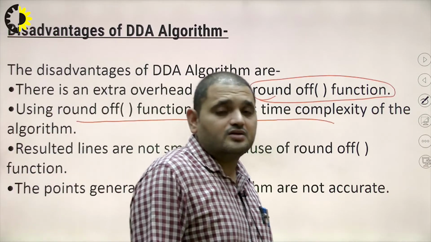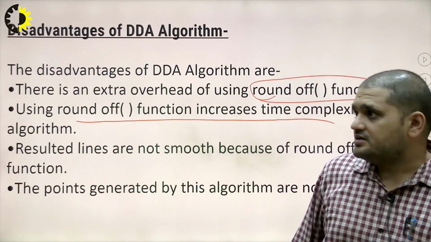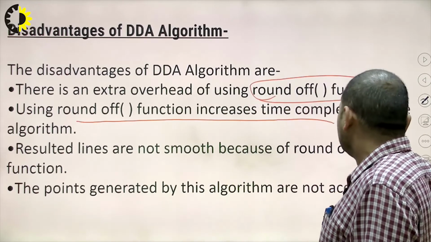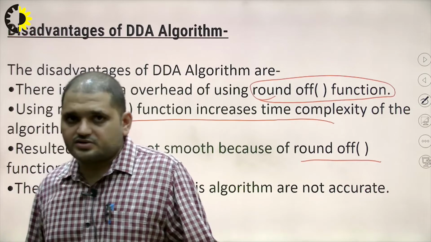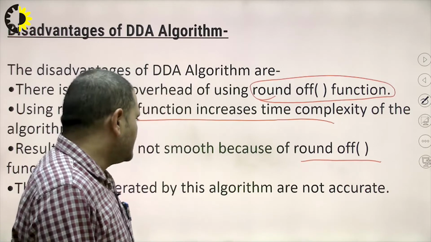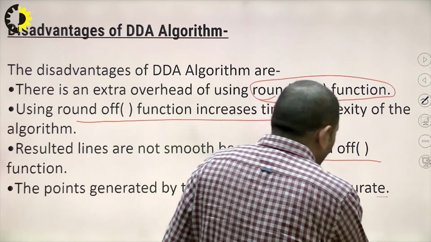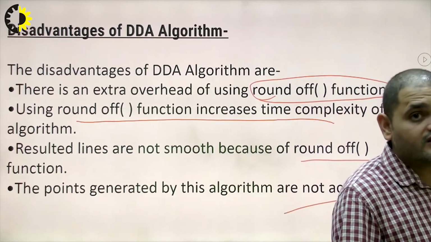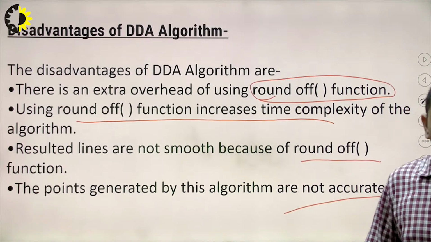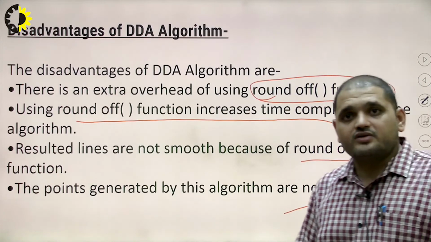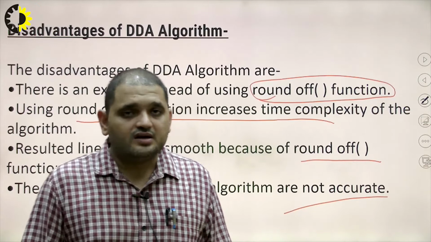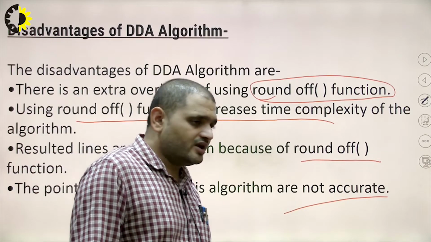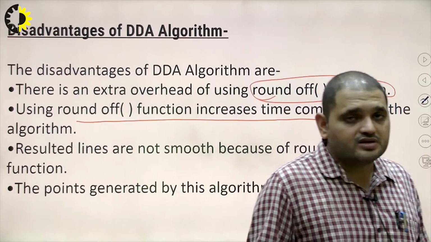The resulting lines are not smooth because of the round off function. Because of this round off function, we are taking the integer value, so the resultant lines are not so smooth, and the points generated by this algorithm are not accurate. So basically the main culprit in this algorithm is the round off function. If we eliminate this round off function, then we can easily draw the line in a more accurate and smoother way.